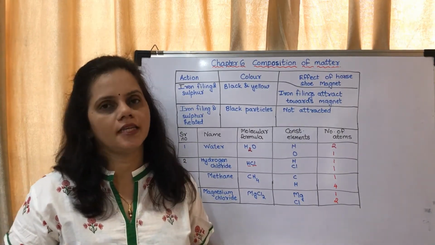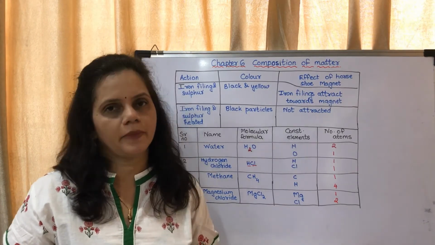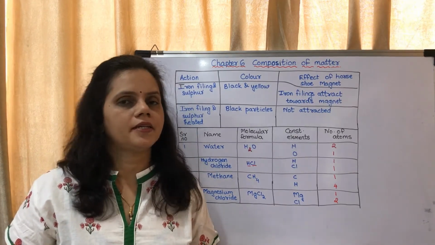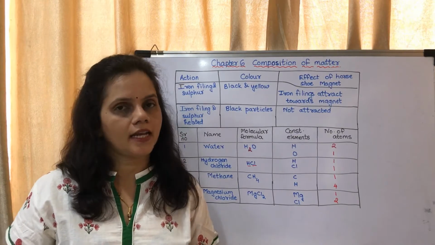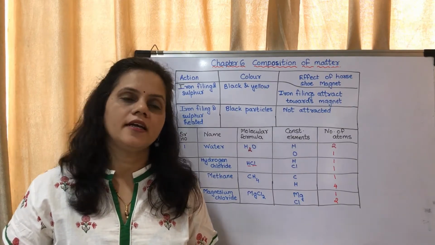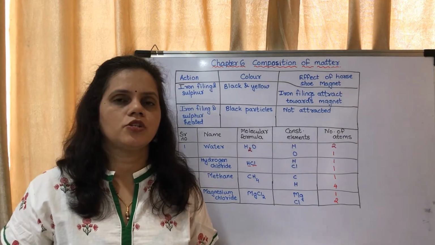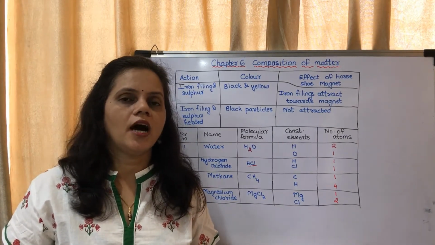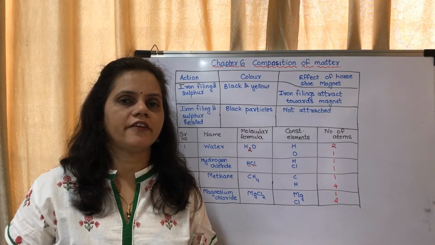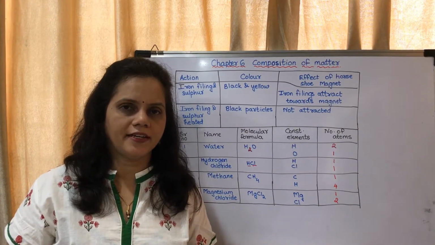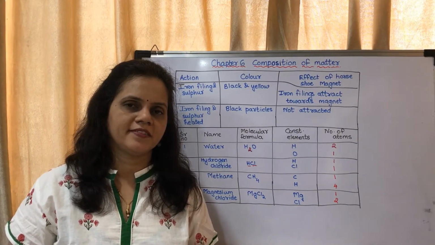M is capital, G is small means they are together, it is magnesium. C is capital, L is small means C and L are together, it is chlorine. If C is alone, it is carbon. Okay, so hope you have understood how to write the molecular formulas and the number of atoms. Now we will see the next clip.